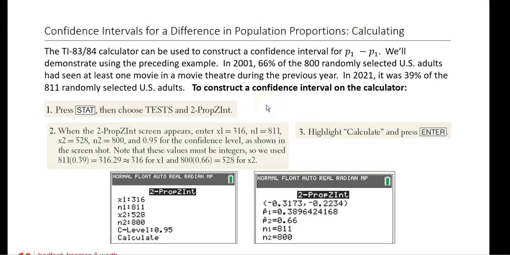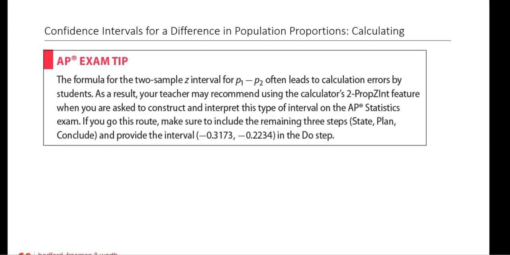So we got that. Okay. Often leads to calculation errors by students. As a result, your students may recommend using 2-prop Z interval or the 2-prop. If you go this route, make sure to include 3 steps: state, plan, and conclude.